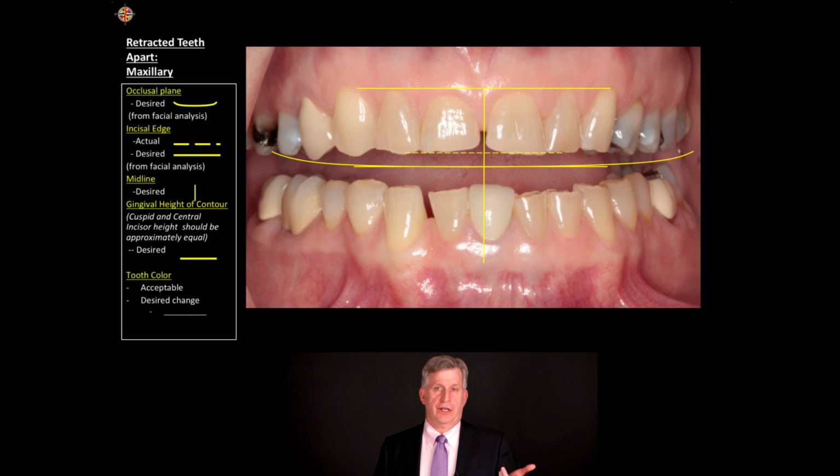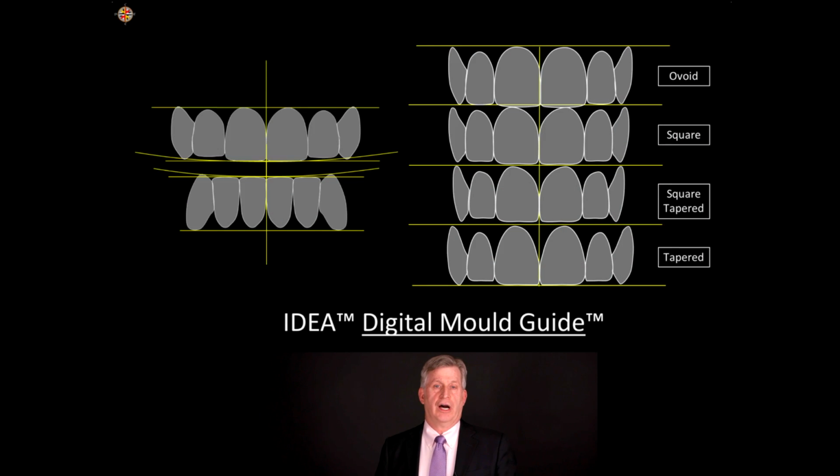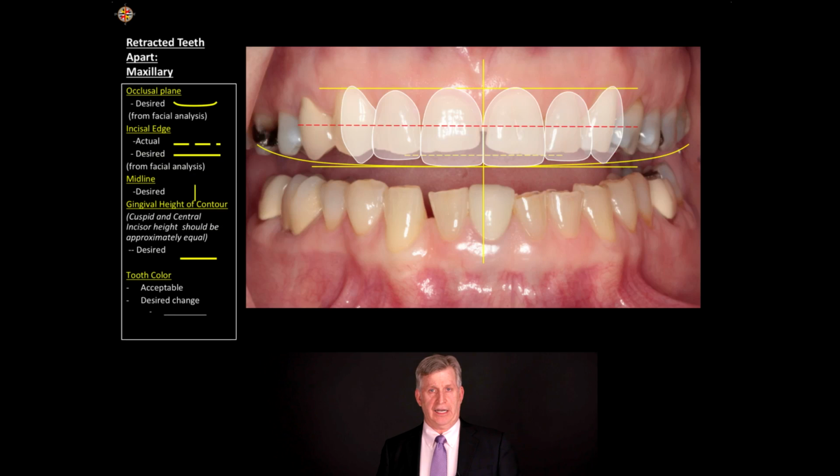So what we did in order to do that, so we've set these parameters. So we go to our IDEA dental mold guide. This is a digital mold guide. These teeth have been created in the golden proportion using denture teeth as a guideline, but we select what we feel is appropriate for the patient, highlight that, copy paste it, and bring it in, and you can individually customize each shape to the tooth. We increase the size to the gingival height of contour, we match the central incisors.